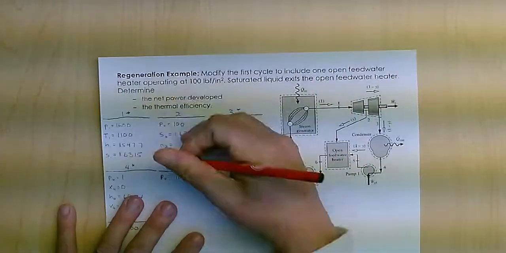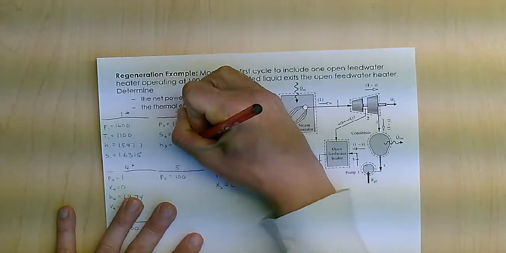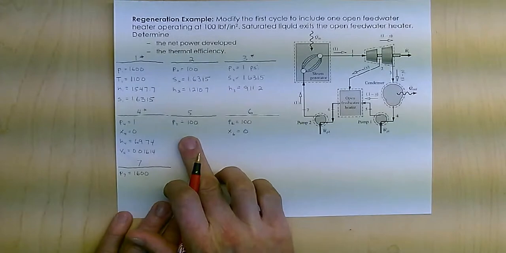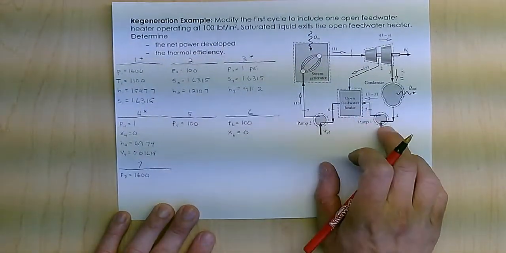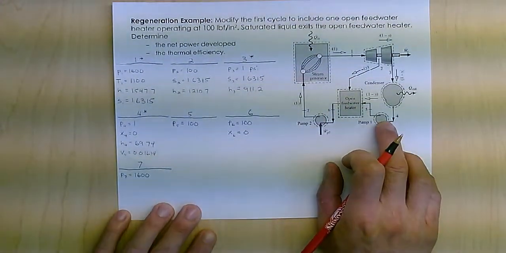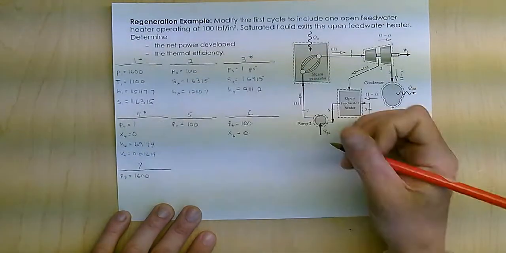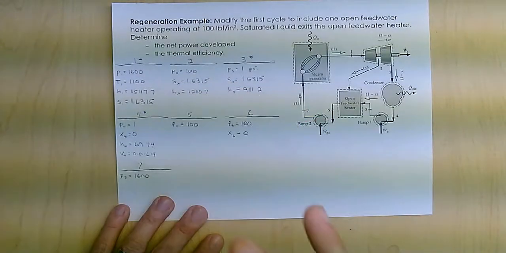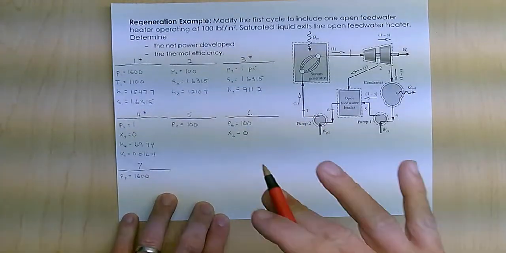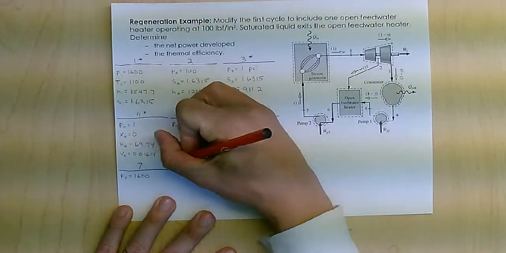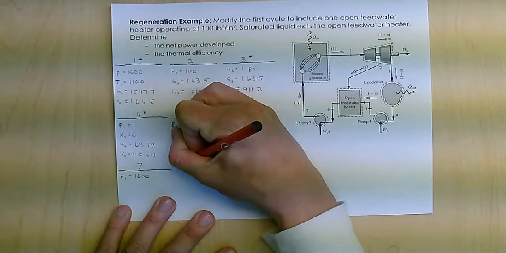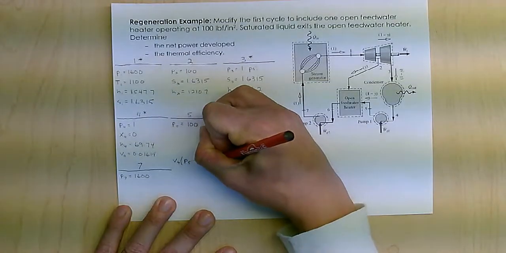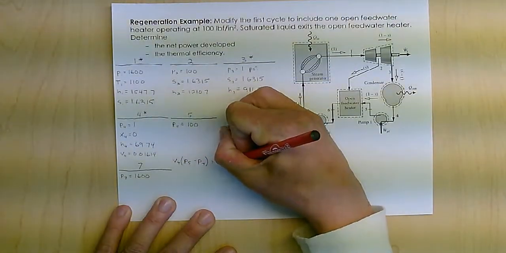So 1210.7. Now going over here to state 5 is the next H I need. Again, this is on the back side of the pump. So you'll remember on a pump, it's an incompressible steady state reversible flow, right? So that means V4 times (P5 minus P4) equals H5 minus H4.